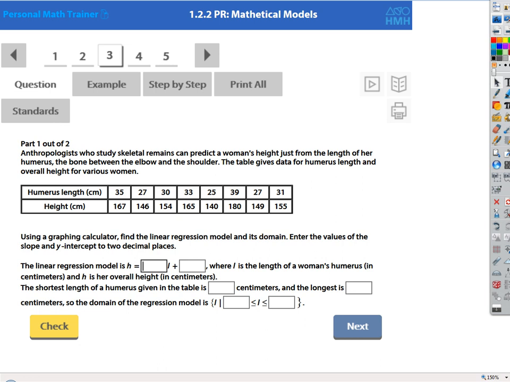Okay, so linear regression. This is a graphing calculator issue. You're going to have to use a graphing calculator on this test because you are going to get one like this.